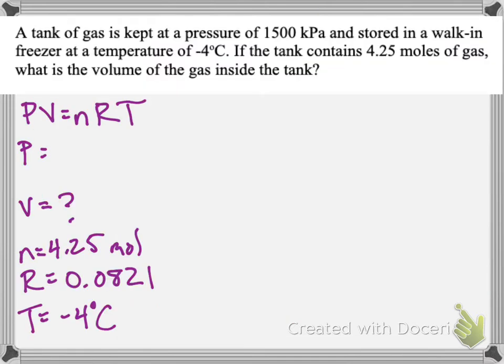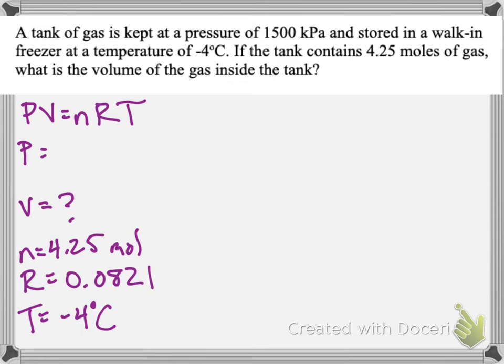So a tank of gas is kept at a pressure of 1,500 kilopascals and stored in a walk-in freezer at a temperature of -4 degrees Celsius. If the tank contains 4.25 moles of gas, what is the volume of the gas inside the tank?